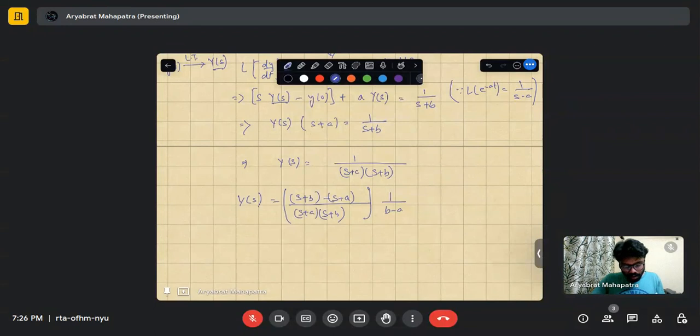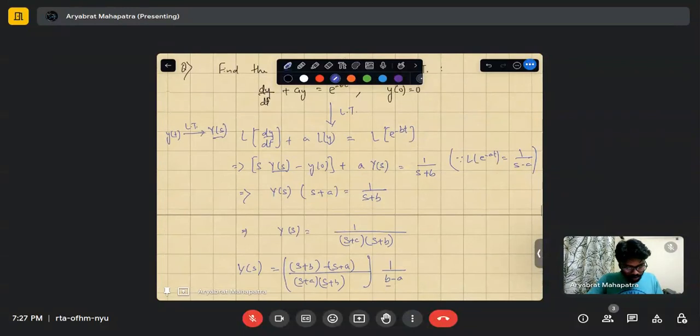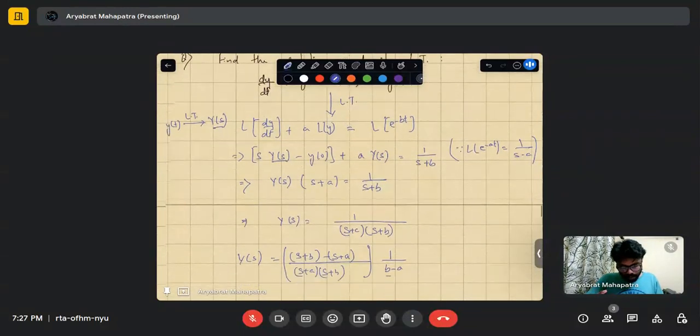On the numerator, I added s and also subtracted s. So that is s minus s, which will go away, and you will be left with b minus a on the top. On the denominator as well, we have a b minus a factor. So both will cancel and give you the same y of s. I didn't really make any bigger change right here.